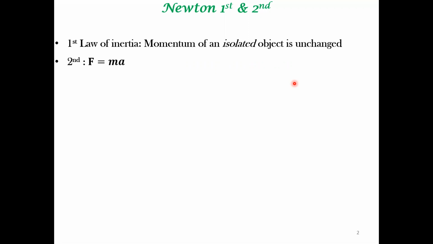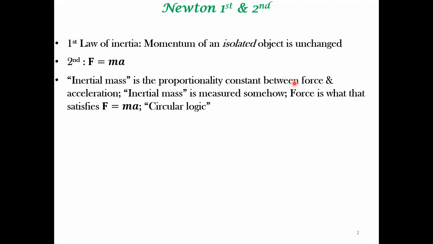When you go to Newton's second law, we are connecting forces acting on the object to the acceleration of the object. The proportionality constant between forces and acceleration is what we call the inertial mass. It's just a proportionality constant. If the masses are somehow measured, we don't discuss how we are going to be measuring the mass, but we have this notion of inertial mass. And if you ask what is the force, we say force is what satisfies F is equal to ma, right?